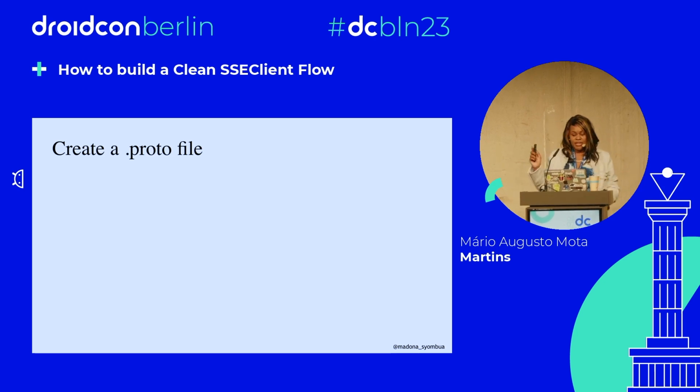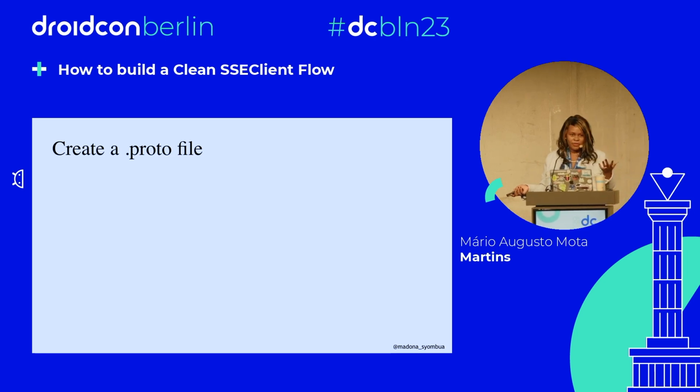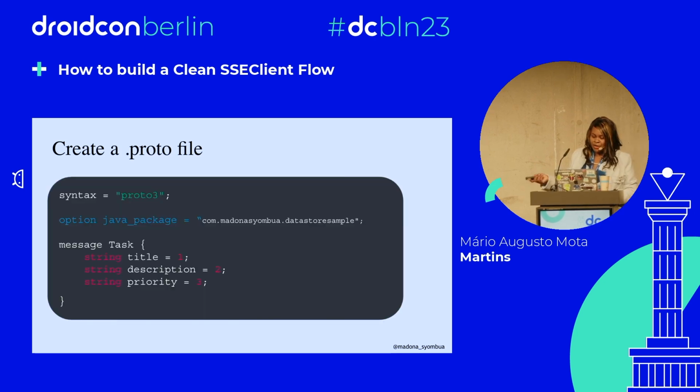And then now you will need to create a file called .proto file. And this is going to be in your app source main, and then you'll create a directory called proto. And here we will define the task message that has 4 fields, which is our title, description, and priority.